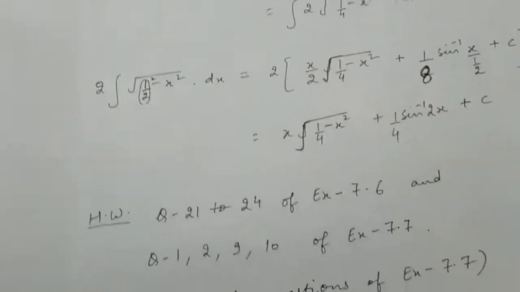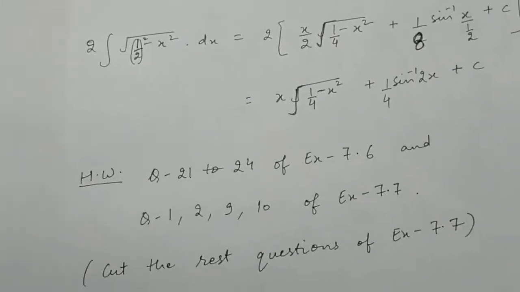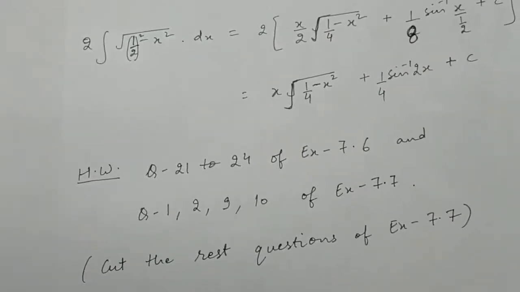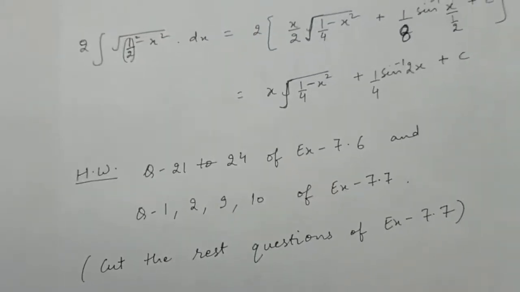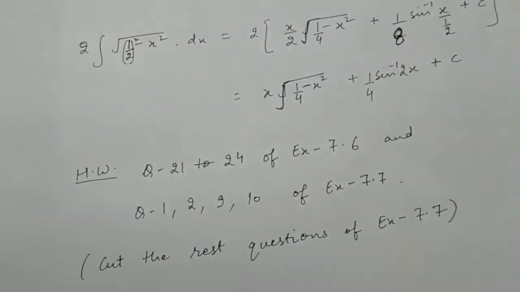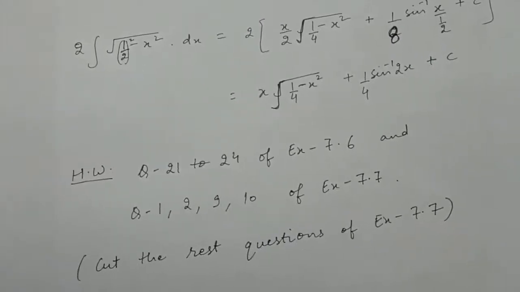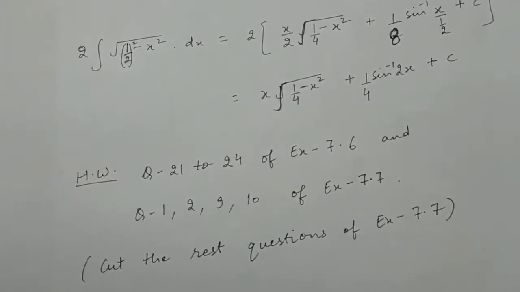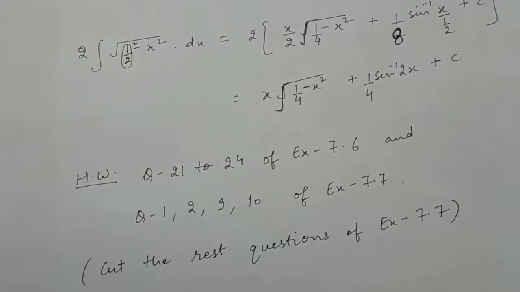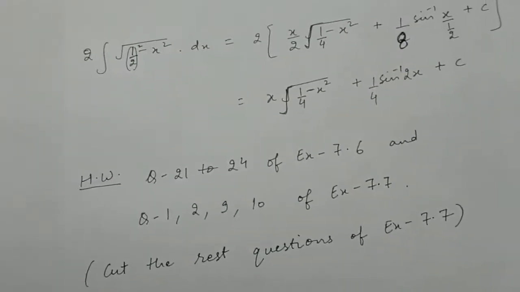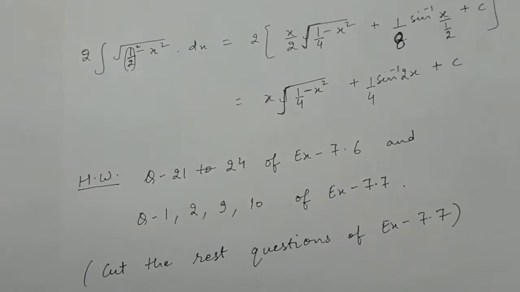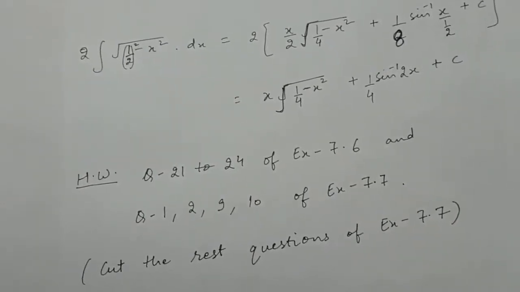So your homework is that you have to do questions 21 to 24 of exercise 7.6, and questions 1, 2, 9 and 10 of exercise 7.7. You have to do only these 4 questions from exercise 7.7. You can cut the rest of the questions, right? Of exercise 7.7 I am talking, not of exercise 7.6. You have to do the complete exercise 7.6. Okay, thank you.